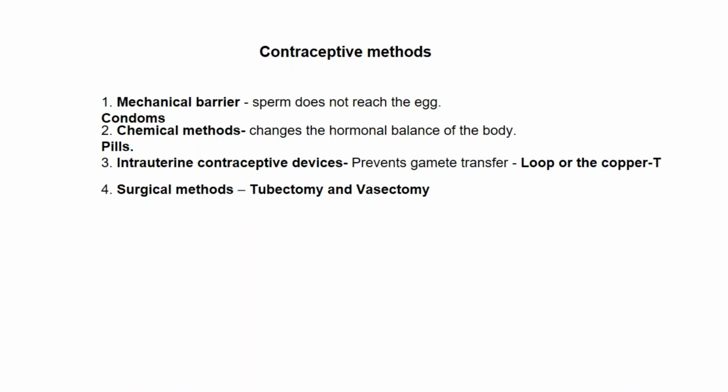Or bacteria, for example, gonorrhea and syphilis. Under the same heading, we learned about different contraceptive methods: the barrier method, which includes condoms; the chemical method, which includes pills; and the surgical method, which includes vasectomy and tubectomy. And remember to learn why we have to adopt contraceptive methods and the drawbacks of female feticide.